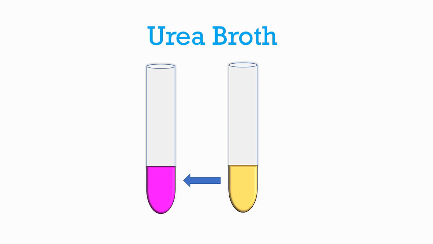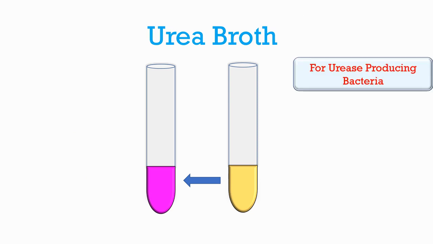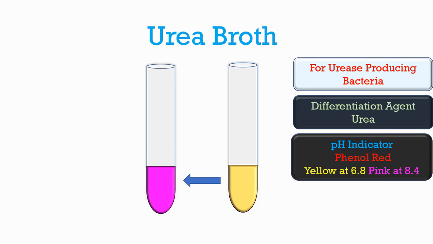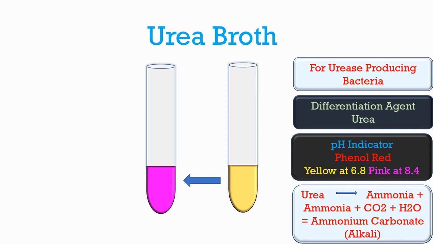Now we move on to urea broth. It is used for detection of urease producing bacteria. The differentiating agent is urea. The pH indicator used is phenol red that turns from its original yellow color to pink in the alkaline medium. Differentiation is produced by bacteria that hydrolyze urea to ammonia.